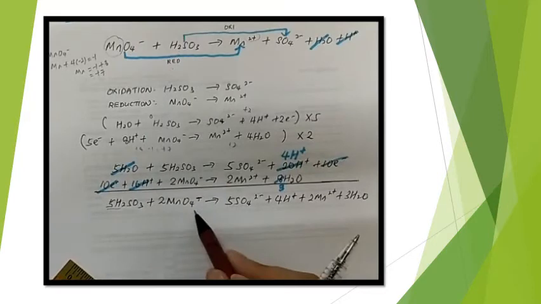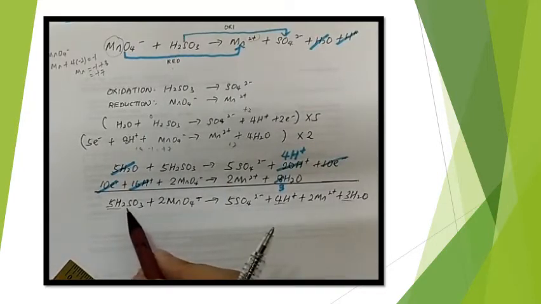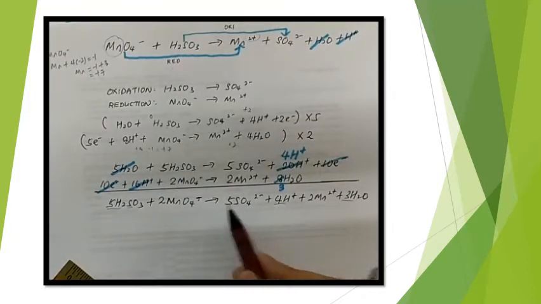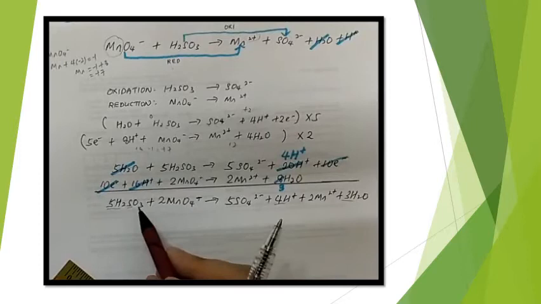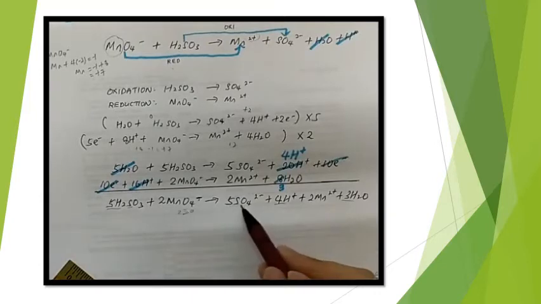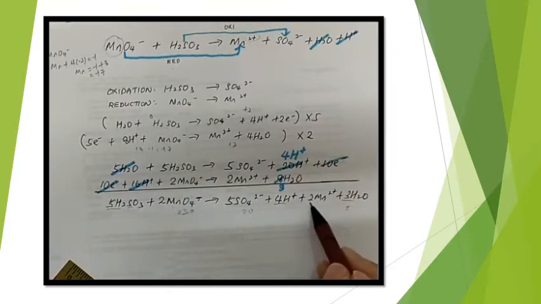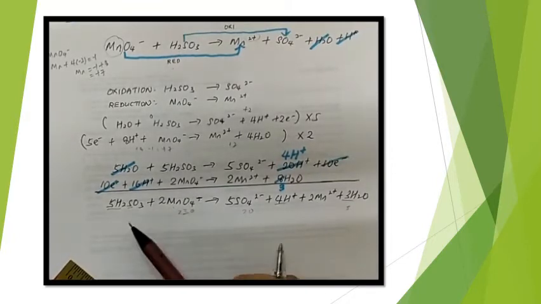10 hydrogen, 4, 6, 10 hydrogen. Okay, 5 sulfur, 5 sulfur, oxygen, 5 times 3, 15, 15 plus 8, 23 oxygen. So how about here, 20, here 3. So yeah, oxygen is the same, 2 Mn, 2 Mn. Yes, the number of atoms for left and right is the same.